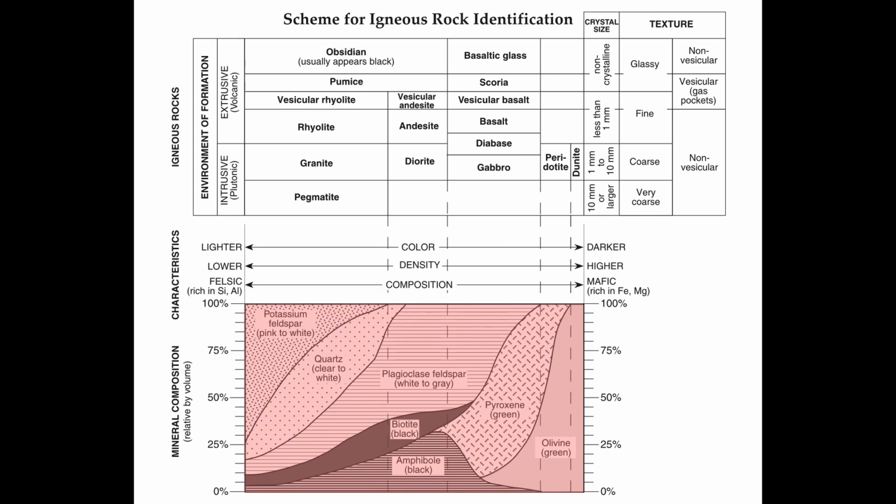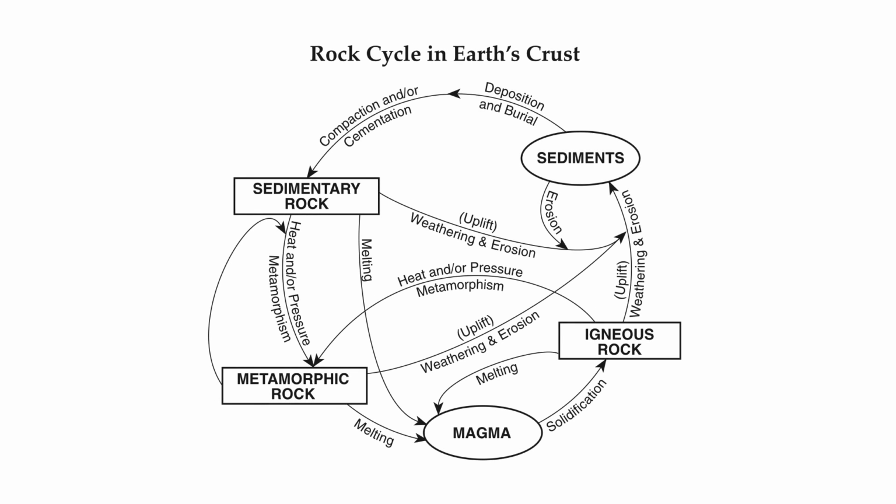Finally, the bottom of the chart shows us mineral composition. And the way we read this is we simply find the igneous rock we're interested in, like, say, pegmatite, and we look down beneath it to see that it commonly contains these minerals: potassium feldspar, quartz, plagioclase, biotite, and amphibole. Similarly, we could look over here and see that basalt or diabase or gabbro contain other minerals like pyroxene and olivine. And so that's how we read that chart.